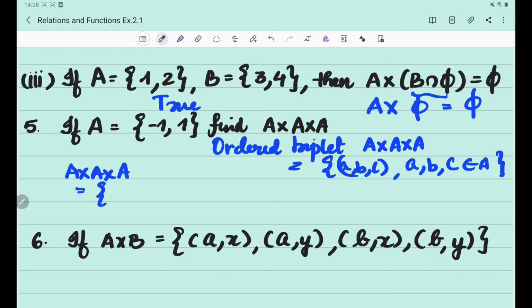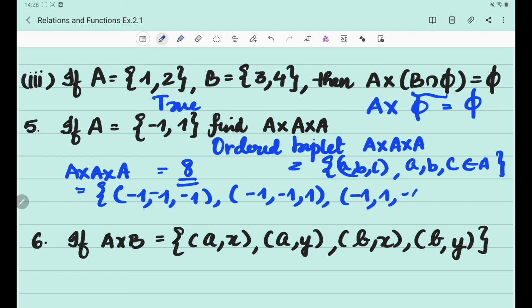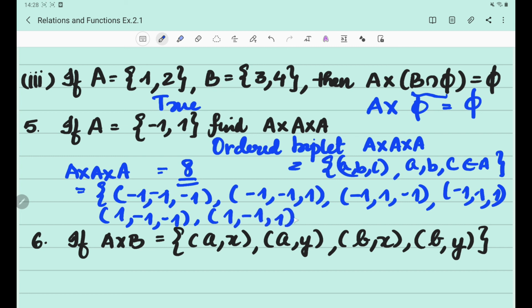So what is it? Set of all elements. How many elements would be there? So 2 into 2 into 2. That is a total of 8 elements possible. So what are the set of all ordered triplets? You can write first minus 1, minus 1, minus 1. The next one minus 1, minus 1, 1. And the next one minus 1, 1, minus 1. And the next one minus 1, 1, 1, and the next one 1, minus 1, minus 1, and the next one 1, minus 1, 1, and the next one 1, 1, minus 1, and the last one 1, 1, 1.